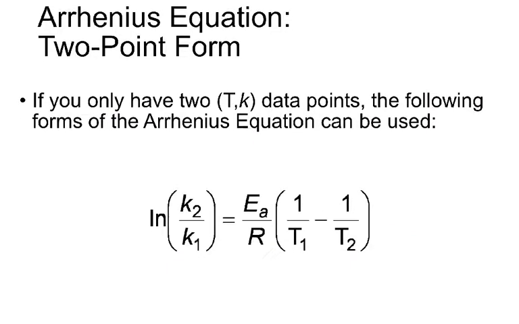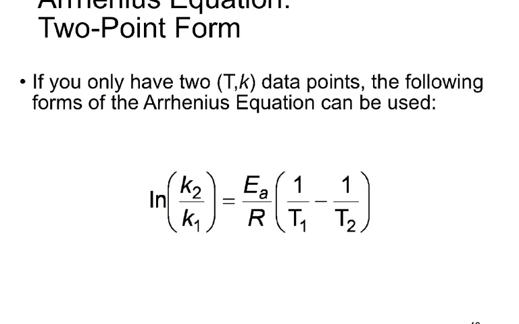There's also a 2-point form. If you only have two temperature and rate constant data points, you can use the 2-point form, which will get you an estimation at least of your activation energy, but you won't get your frequency factor, the A, out of it.